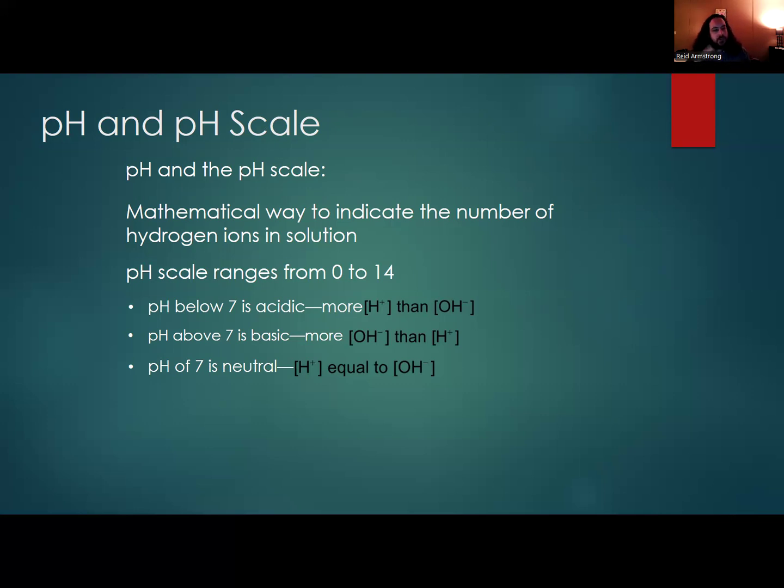So the pH scale is going to be a mathematical way to indicate the number of hydrogen ions in a solution. So the pH scale ranges from 0 to 14. A pH below 7 is considered acidic. It has more hydrogen ions than hydroxide ions. A pH above 7 is considered basic. It has more hydroxide ions than hydrogen ions. And then a pH of 7 is neutral, and that's where both of those are in equal parts.